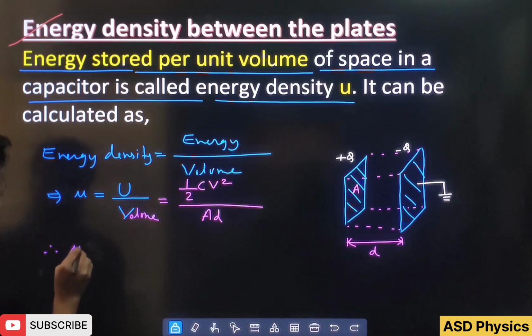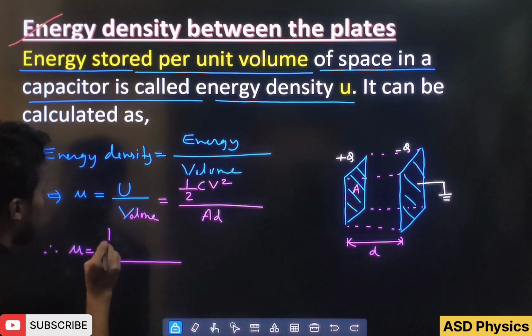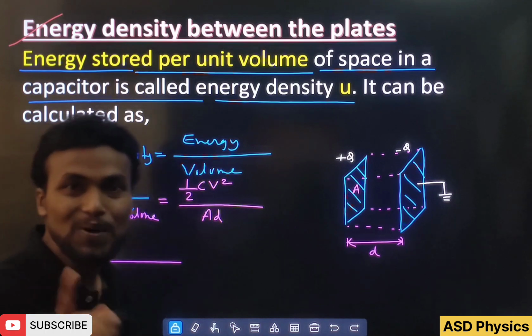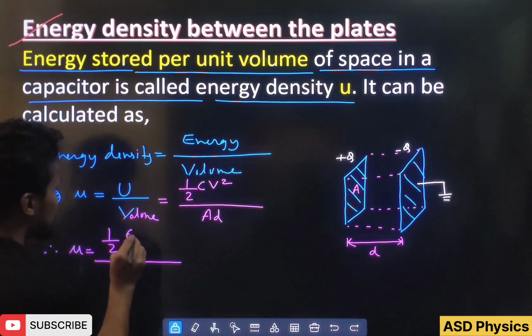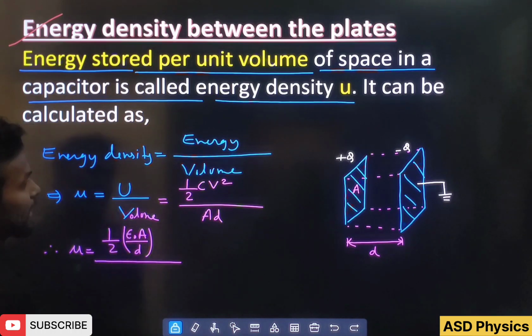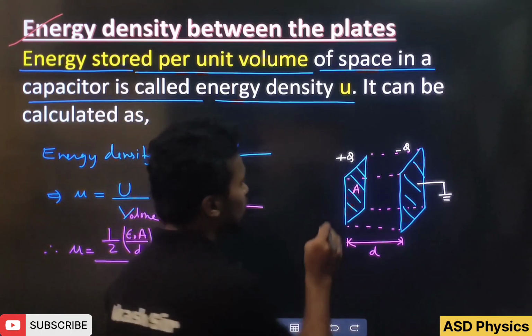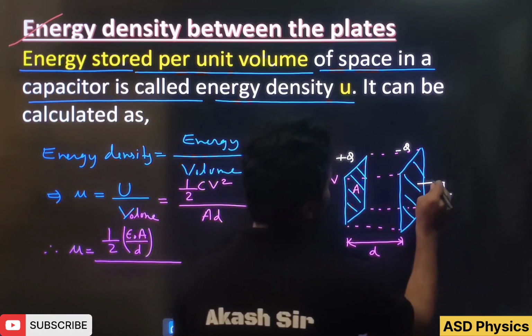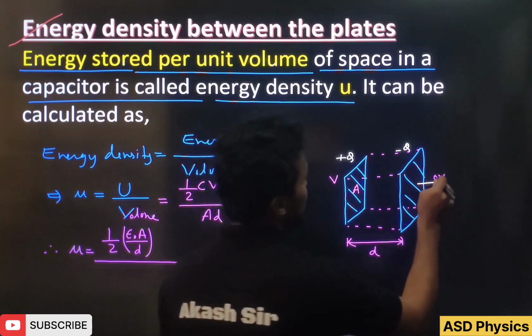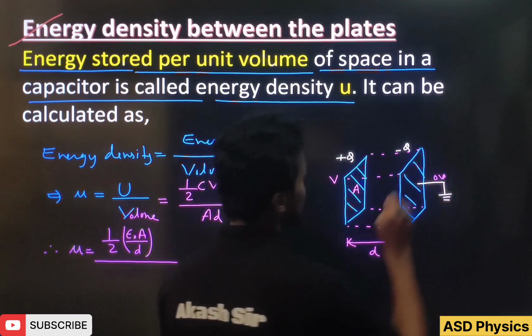Now we are going to simplify this. U equals half C V square. The capacitance formula: capacitance is given by epsilon naught A by D. And students, V means potential. Let's take potential V on one plate and 0 volts on the other, so the potential difference is V.